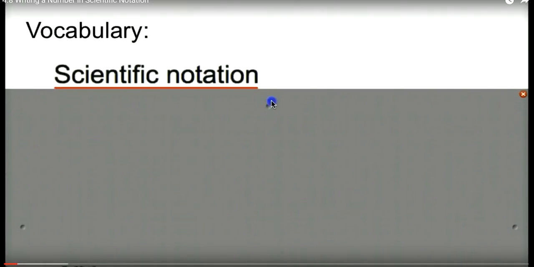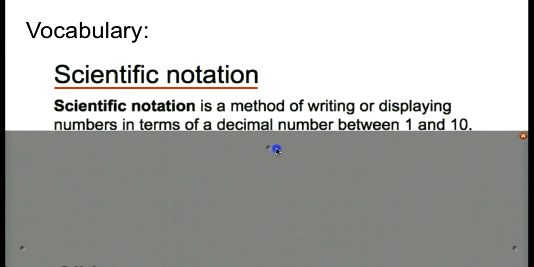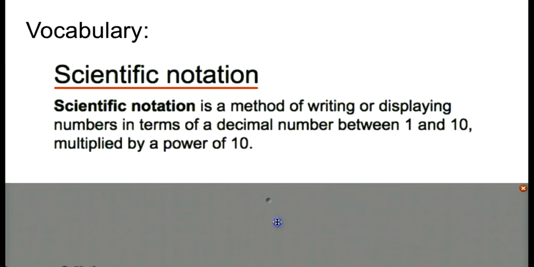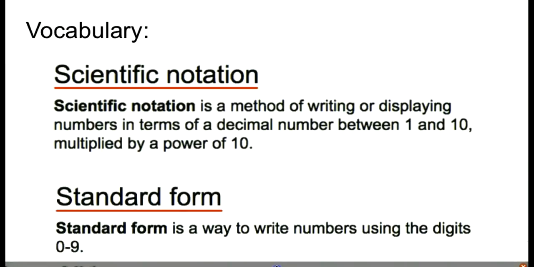Vocabulary. The first thing that you need to write down is what scientific notation is. Scientific notation is a method of writing or displaying numbers in terms of a decimal number between 1 and 10, multiplied by a power of 10. And the second thing that you need to know is what standard form is. Standard form is a way to write numbers using the digits 0 through 9.